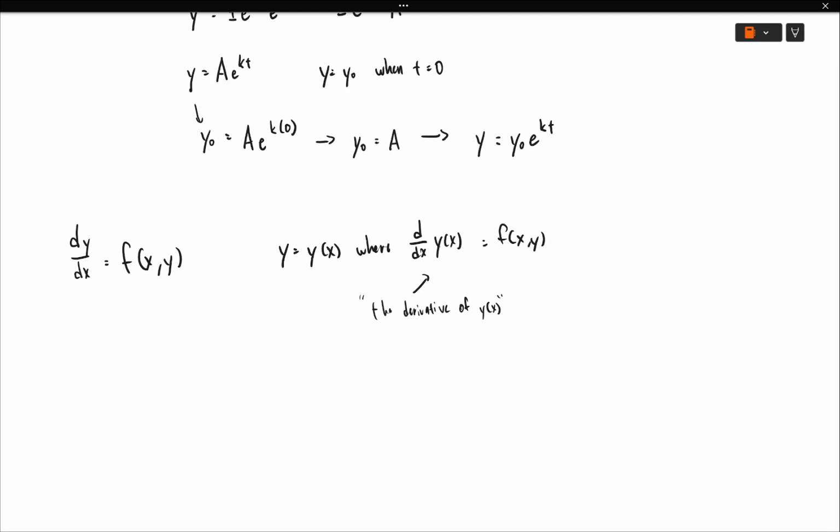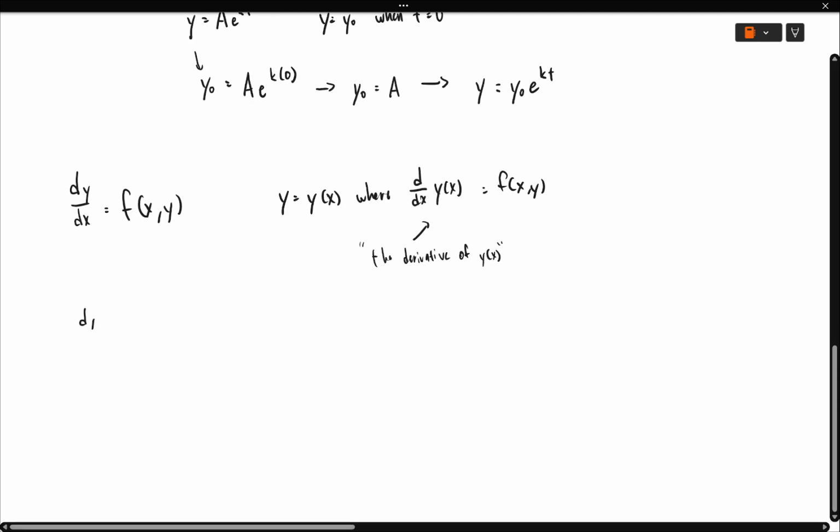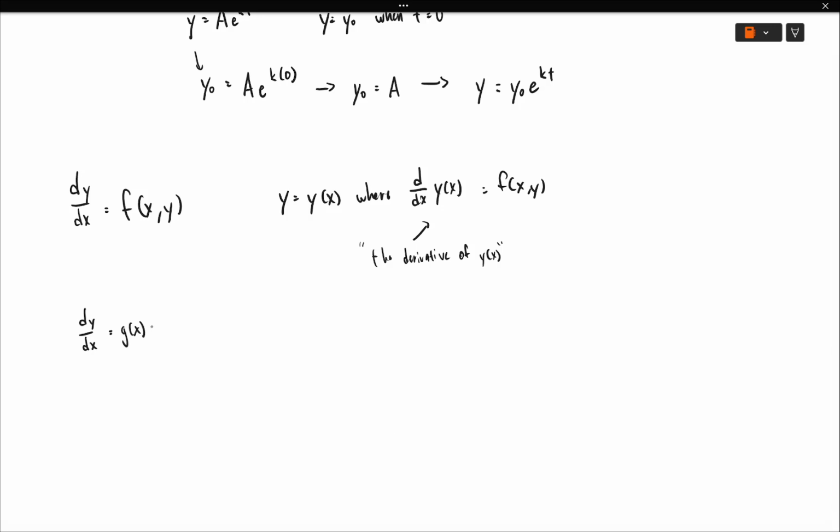Okay, so finding this solution may seem daunting at first, but it's actually not that bad. So let's say we have the differential equation dy over dx equals g of x times h of y, where g of x is an expression with only x as the variable, and h of y, this should be h of y, not h of x.